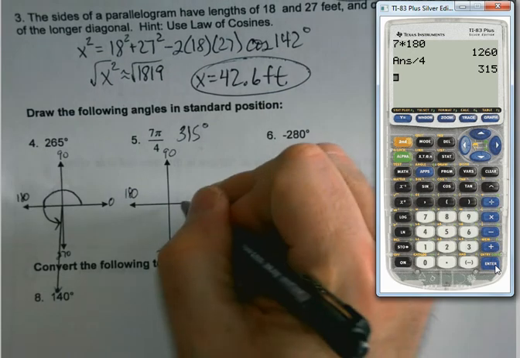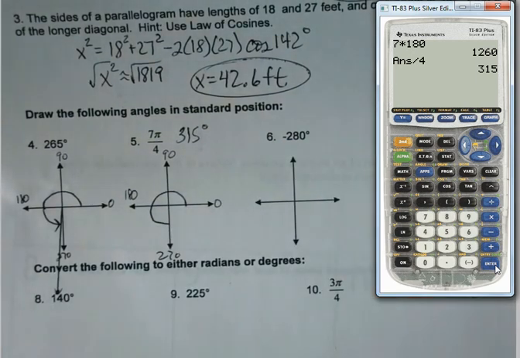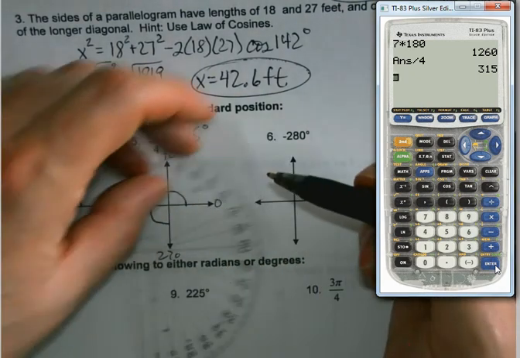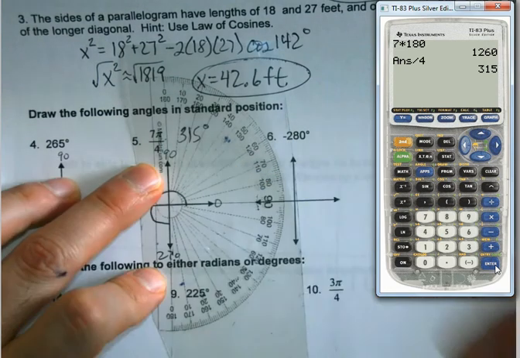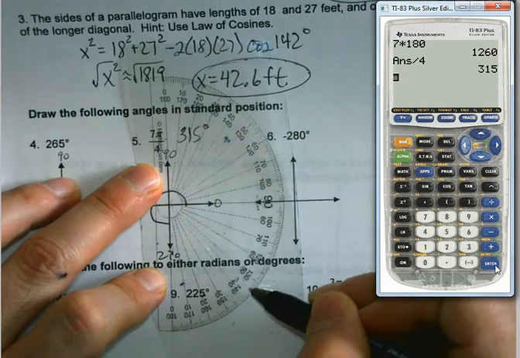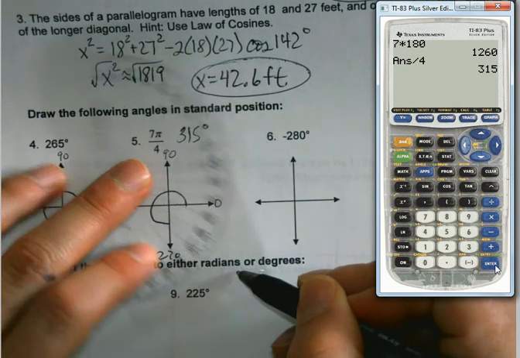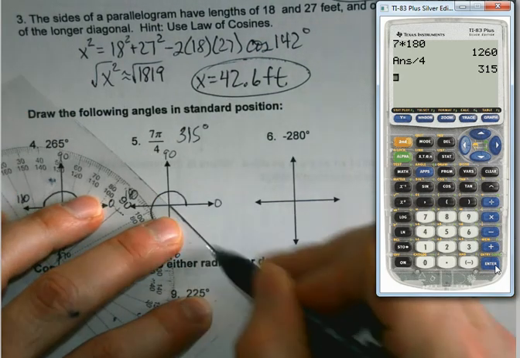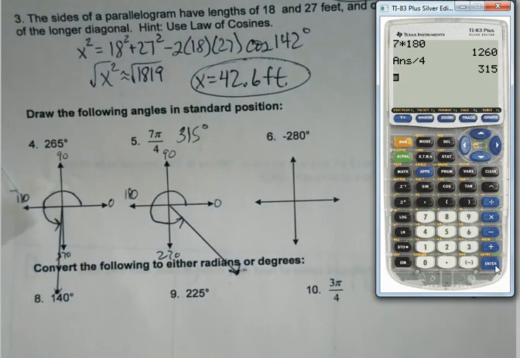So I'd say, okay, I'm good till I get around to 270, but then I need another 45. I ended on the y-axis. My angle's going to open to the right. Line up with the y-axis. Get my 45. And finish her off.